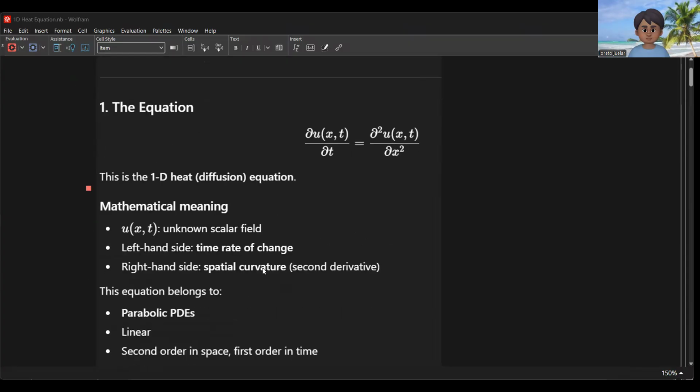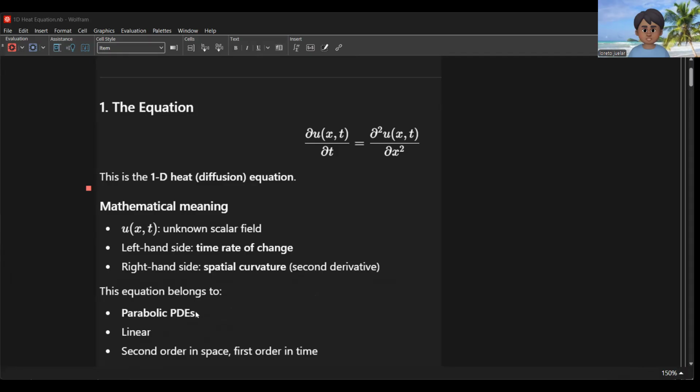Mathematical meaning, u here is a function of x and time. So this is the unknown scalar field. The left hand side here, this is the time rate of change. And the right hand side here, the spatial curvature, the second derivative.